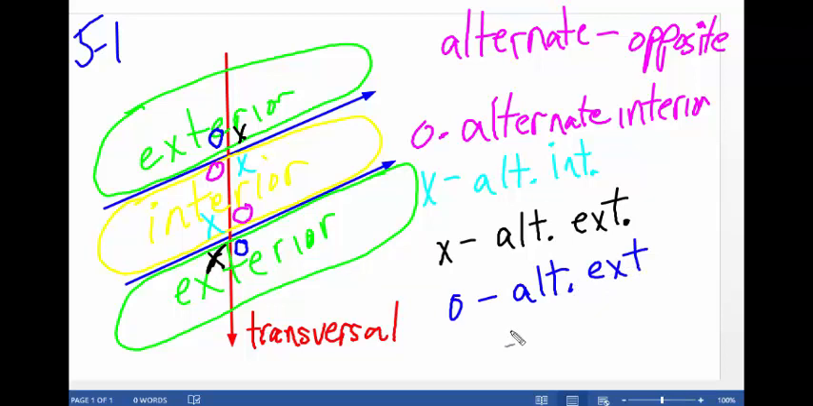The first part of what you need to know in regard to this lesson is you need to be able to spot those. And we do that basically by the two words, alternate, paired with either interior or exterior. Exterior, remember, is this area up here and down here, and then interior is this area in here. Now there's one more thing I need to show you.